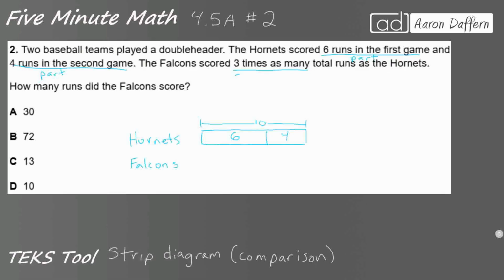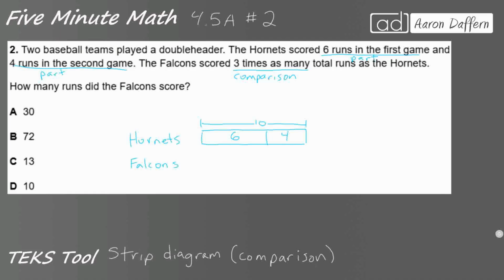Now, this is a comparison, but it's a kind of unique or unusual comparison. This is what we call a multiplicative comparison. Because when we multiply, it's not always equal groups. Sometimes multiplication is like this, times as many. So the Falcons scored 3 times as many total runs.